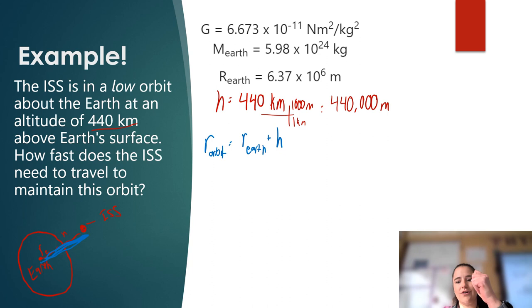Earth matters. It's going around the Earth. We can't ignore that height. So I'm just going to be adding the radius of Earth to that. Okay, plugging it into my calculator.